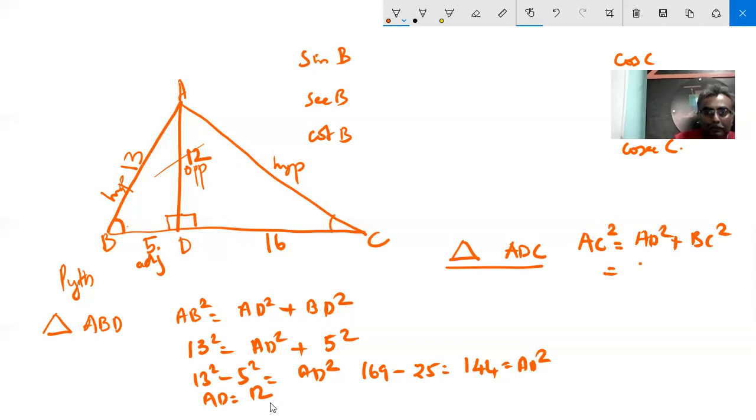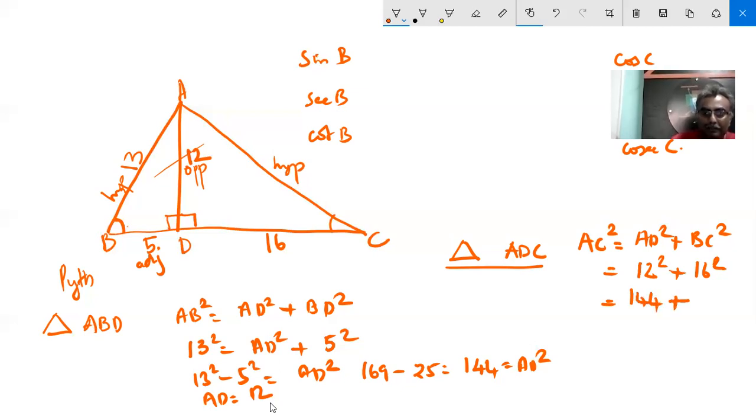Now the numbers. AD squared, how much is AD? AD squared is 12 squared. DC squared is 16 squared. How much is 12 squared? You already know, 144. 16 squared?